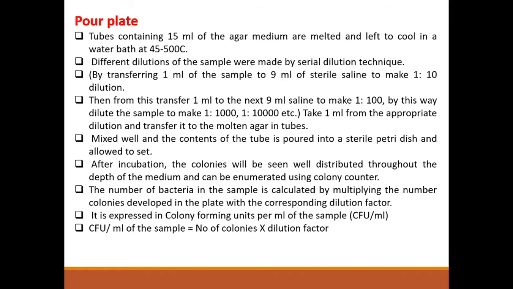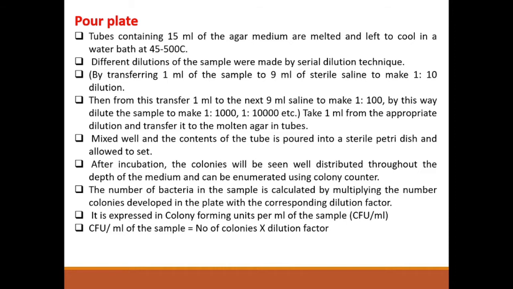Okay, the first dilution is 1:10. How can we make a 1:10 dilution? Take 1 ml of the sample using a sterile pipette. Everything should be sterile. So by using a sterilized pipette, transfer 1 ml of the sample into the 9 ml sterile saline tubes we have already prepared.